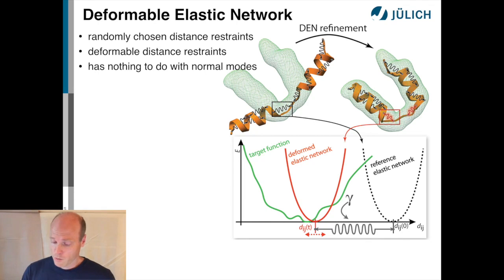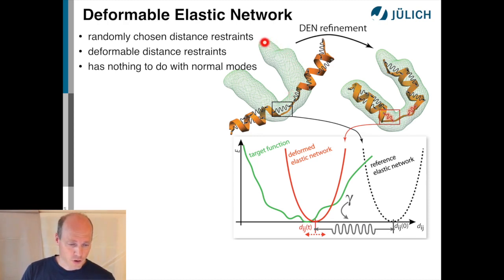So here's how we do this. We first of all set up an elastic network, and again, elastic network doesn't mean we calculate normal modes or anything. This has nothing to do with normal modes. The elastic network consists of randomly chosen distance restraints in the structure. So we pick two atoms randomly, and if they are closer than a certain distance cutoff that we choose, something like between 10, 15 angstrom, then we define a distance restraint there. And we do this all over the structure.